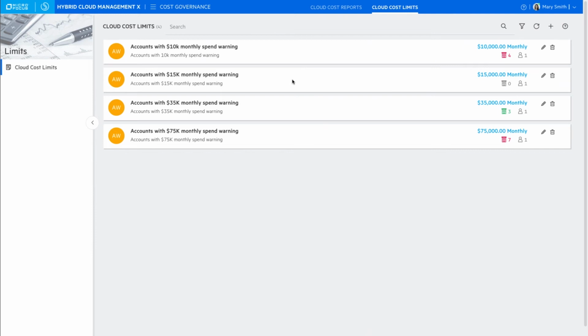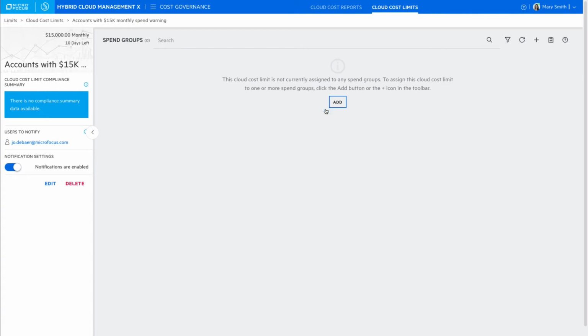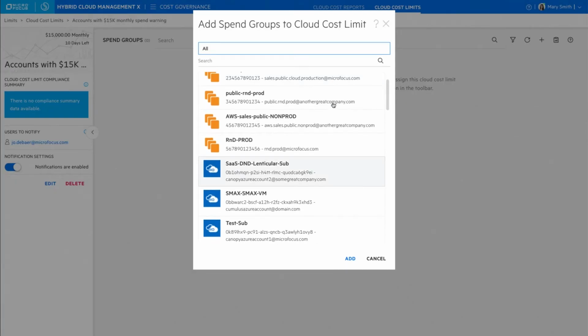Next up, I'm going to show you our cloud cost limits. Cloud cost limits are essentially spend limits that you can set at the level of a cloud account. And as you can see, I have multiple limits defined, ranging from 10K per month to 75K per month. Now, what's nice is that you can link cloud accounts from multiple different cloud providers to these spend limits, so across AWS, Azure, and Google. And this way, you can control overspend for different types of cloud accounts and subscriptions in the exact same way.